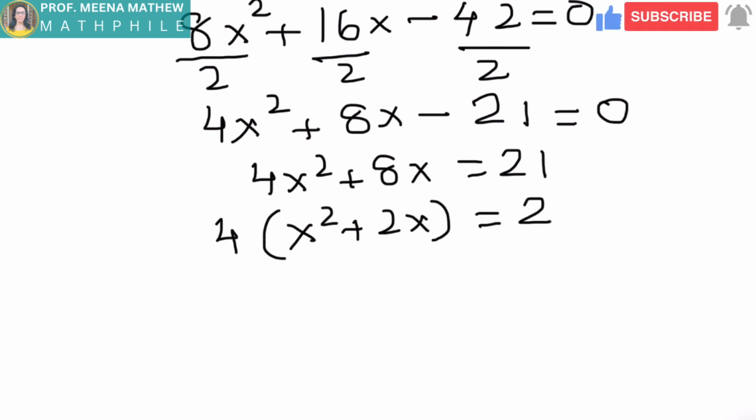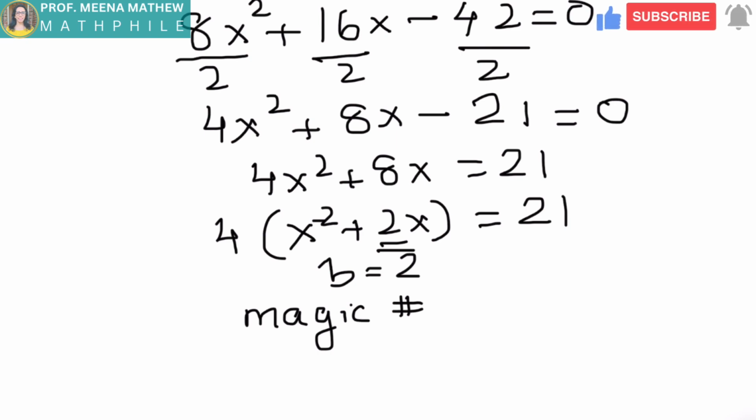equals 21. If you notice, the first term inside the bracket is x square. We have to always keep this as x square, that is the a value should be 1 when we do this completing the perfect square. Then the b value is 2 here. So the magic number is, this is the b value, 2 divided by 2 square, which is 1. So I'm going to add this magic number both sides.